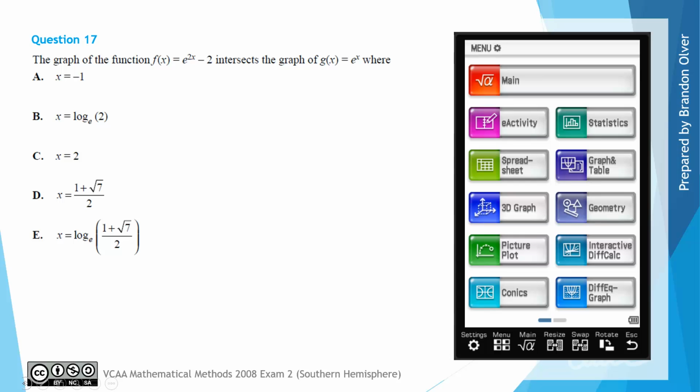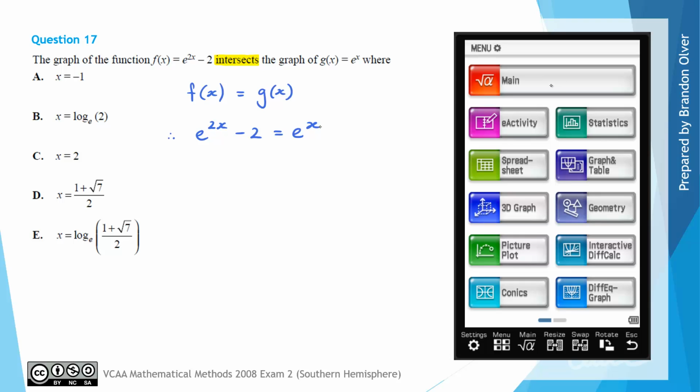For question 17, we have the graph of the function f of x equals e to the 2x minus 2 intersects the graph of g of x, which is g of x equals e to the power of x, where x is one of the following values. If we're looking for the point of intersection between two graphs, what we want to do is solve f of x equal to g of x. So in terms of their rules, we just want e to the power of 2x minus 2 to equal e to the power of x. And that's something our calculator can solve quite quickly for us.